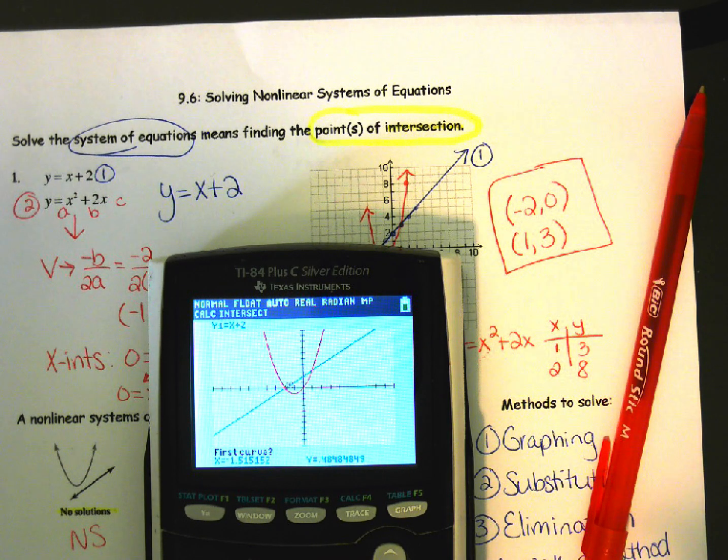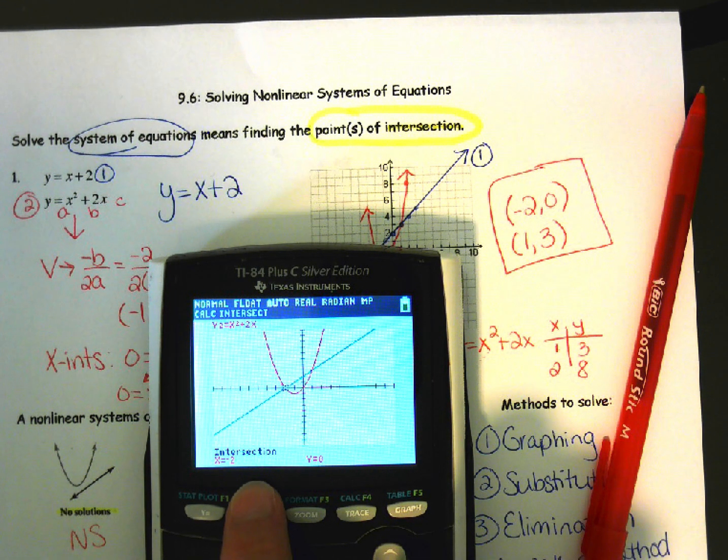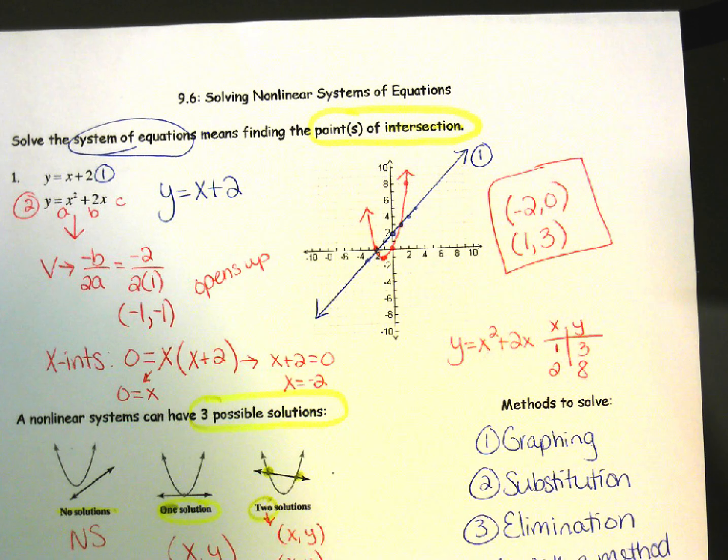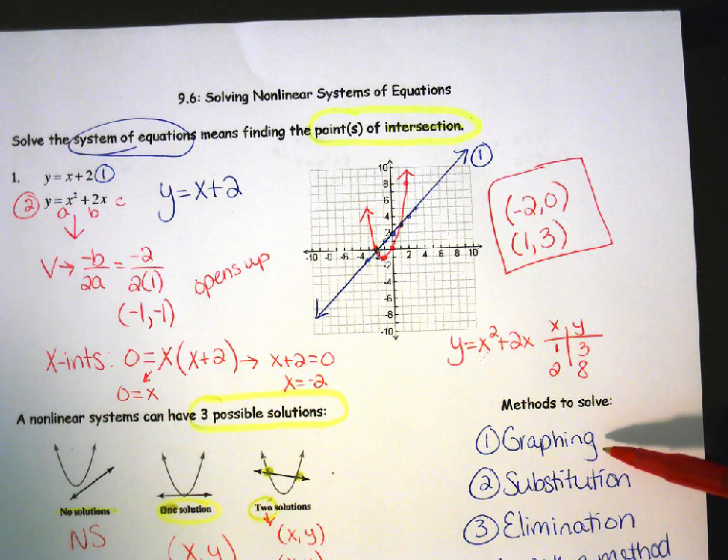So if you want to be accurate, just move your star and then enter 3 times. 1, 2, 3. And then you'll see again the answer shows up at the bottom of your screen. So honestly, I do really like the method of graphing.